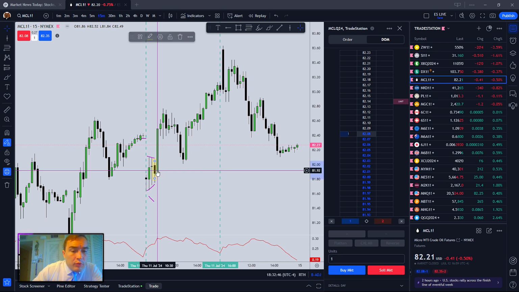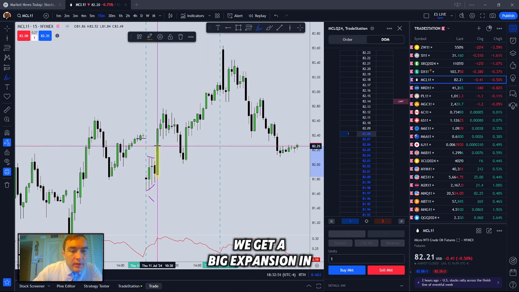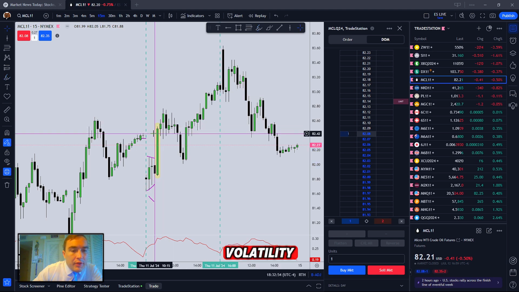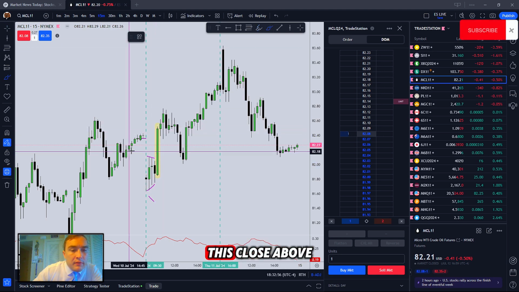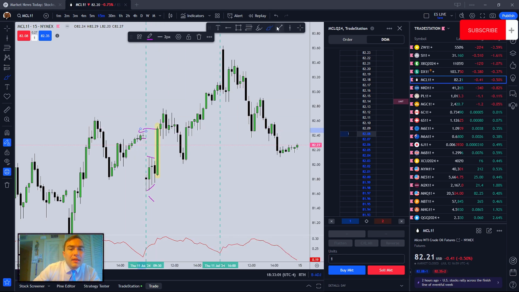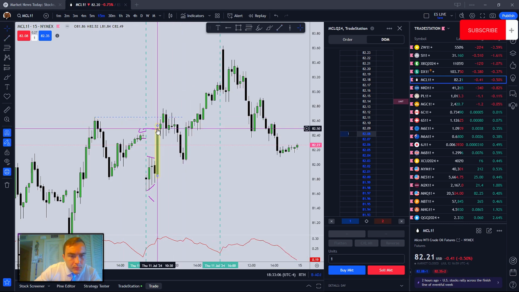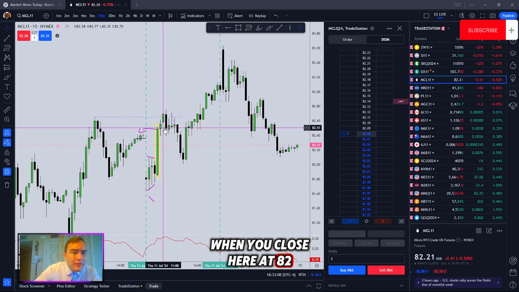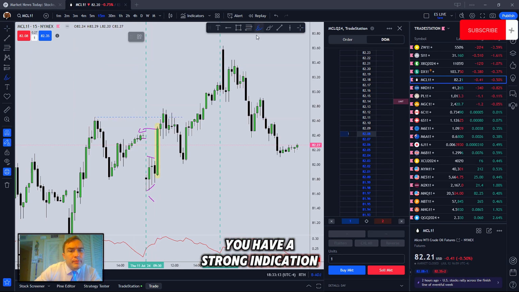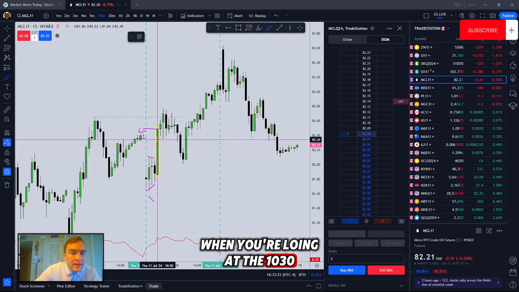Okay, so now we're 4 candles in. On the 5th candle, we have what's called an expansion bar. So we get a big expansion in volatility, and we close above. Look at this. Close above. What's our context? Closing above some prior price action. Guys, the market likes to run on prior highs and prior lows. So when you close here at 82.50, you have a strong indication that the market is wanting to run where? Where does it want to go? When you're looking at the 10:30 candle.